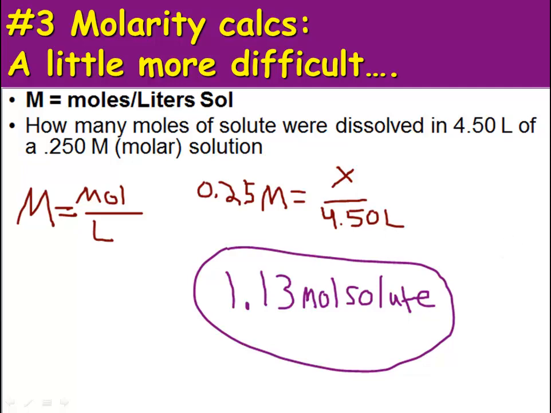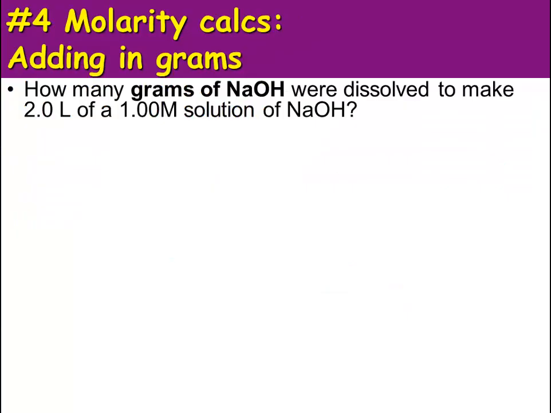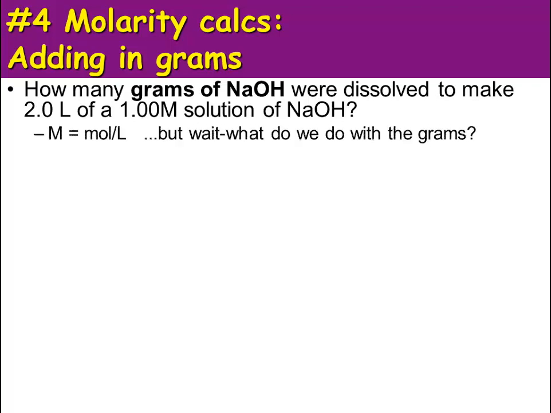So far, I think molarity is pretty easy. Where does it get a little more complicated? Well, right here. We are now going to add grams into the problem. How many grams of sodium hydroxide were dissolved to make 2.0 liters of a 1.00 molar solution of sodium hydroxide? Well, they want to know how many grams this is, and if you look at the molarity formula, clearly there is no mention of grams.